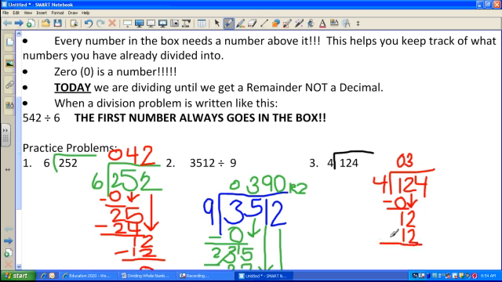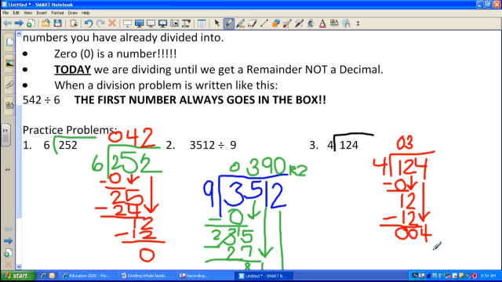Subtract that away. Means I have nothing left over, but I'm not done, because if you look up in your box, I still have one number that needs a value above it. So that's your clue that it needs to be dropped down, and I need to divide into it. So 4. Dividing by 4, how many groups of 4 can I make if I have 4 people? I can make one whole group. One whole group of 4 is exactly 4. And I subtract it away. I have nothing left over.